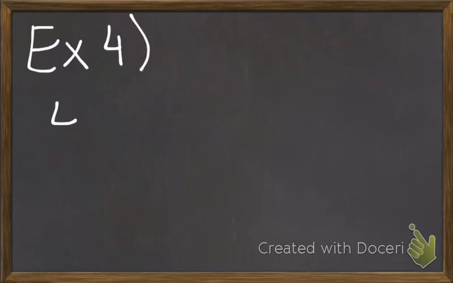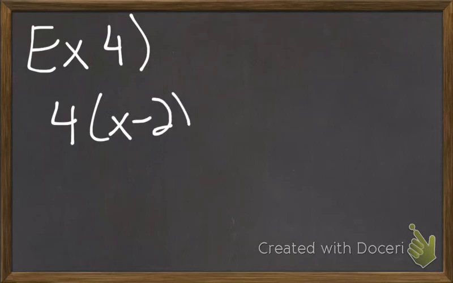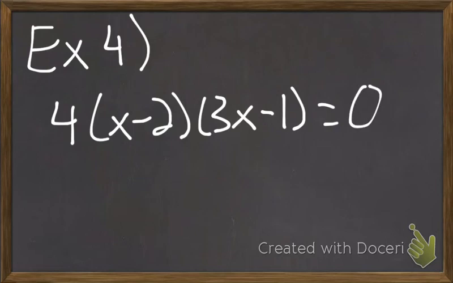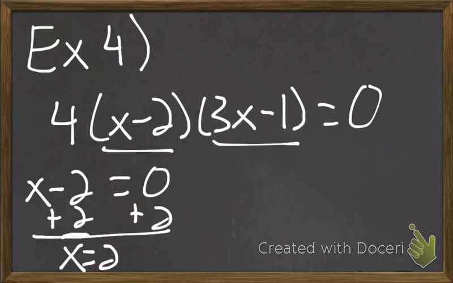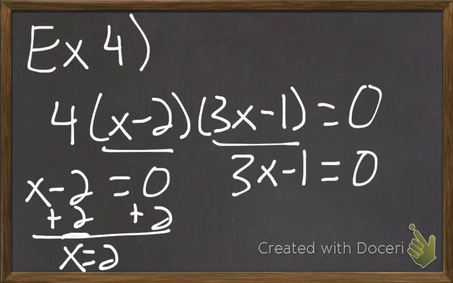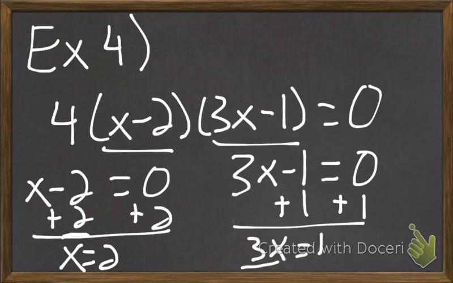So what if we have 4x minus 2, 3x minus 1 equals 0? Same thing. If this guy is 0, it's going to be 4 times 0. It gets you 0. And if this guy is 0, it's still going to be 4 times 0. So you still set each of them to 0. So we get x equals 2. And if we set this guy to 0, we still get a little bit of work here. x is 1/3. So our two answers are 1/3 and 2.